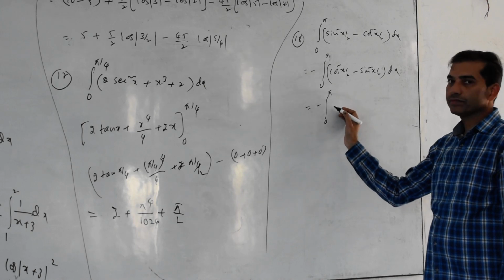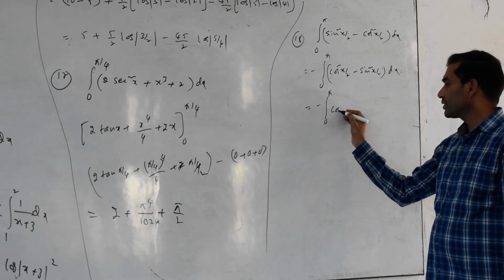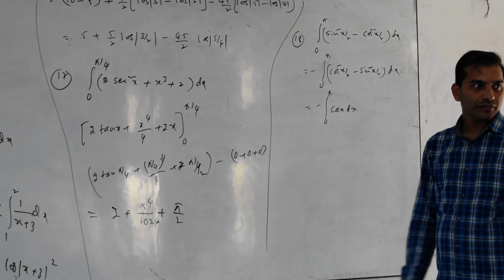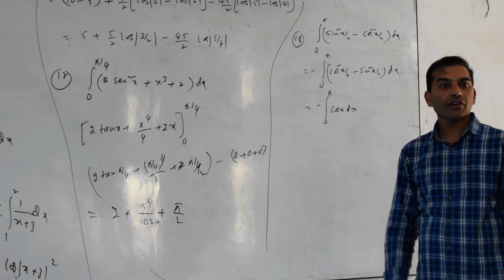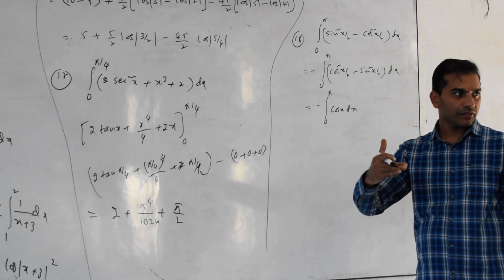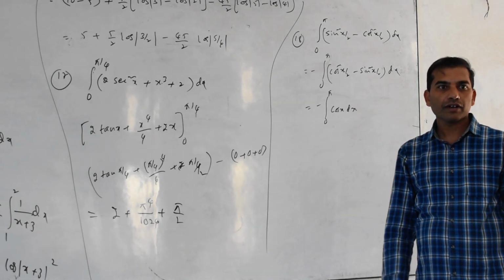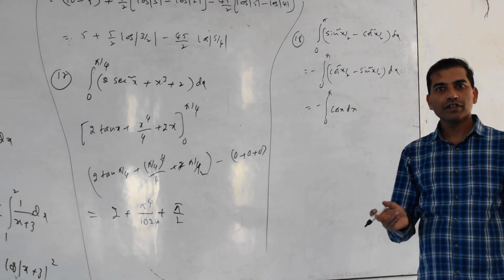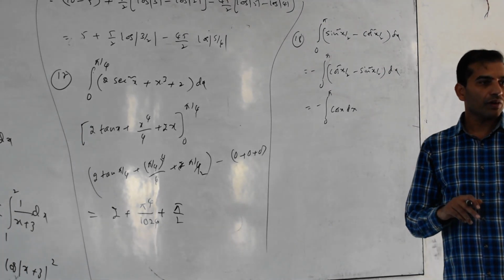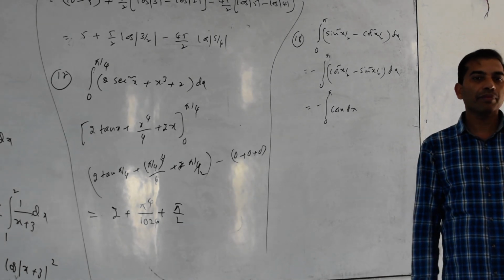Trigonometric formula, cos x. Cos 2x formula. There are 4 formulas for cos 2x. What is the first formula? Cos square x minus sin square x. Next, 2 cos square x minus 1. 1 minus 2 sin square x. One more is 1 minus tan square x by 1 plus tan square x.